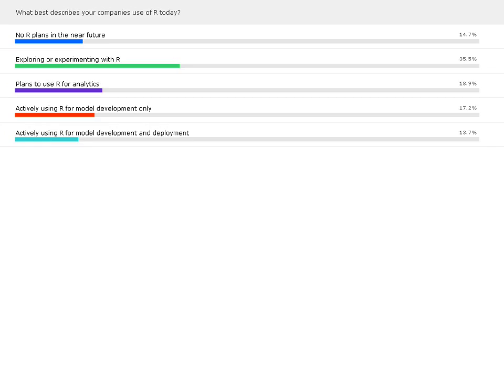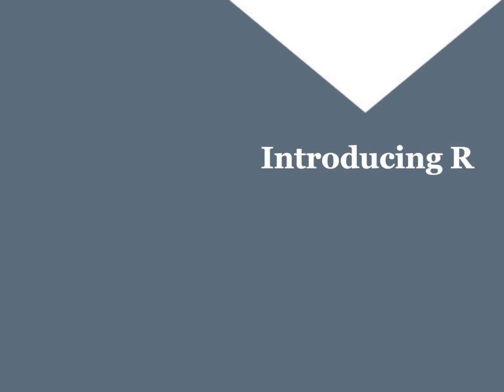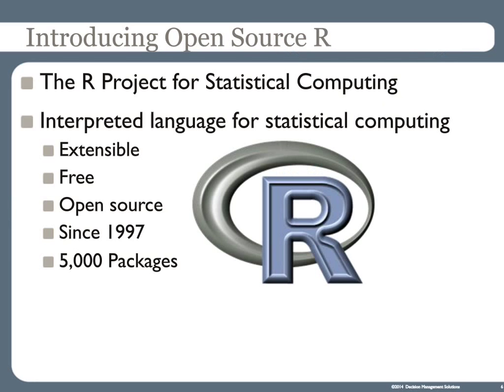So let's just level set. Let's make sure we're all clear what we mean when we talk about R. We're talking about the R project for statistical computing. R is an interpreted language for all sorts of statistical operations that you can do on data. It's widely used, particularly in data mining and more advanced kinds of analytics, and a lot in visualization.